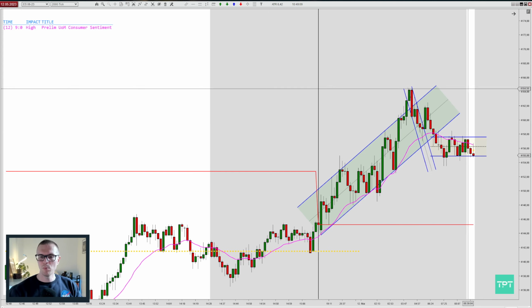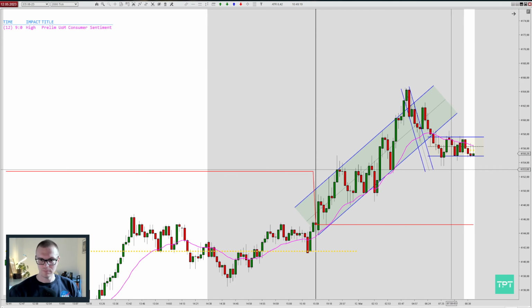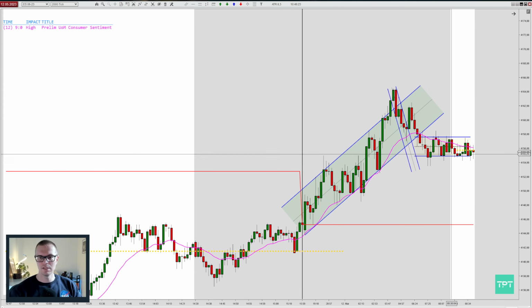This is the market opening. You can see this with the change of color of the background. This is gray, and when the market is opening, it's turning to white. And yeah, we can see still some congestion here around the EMA.